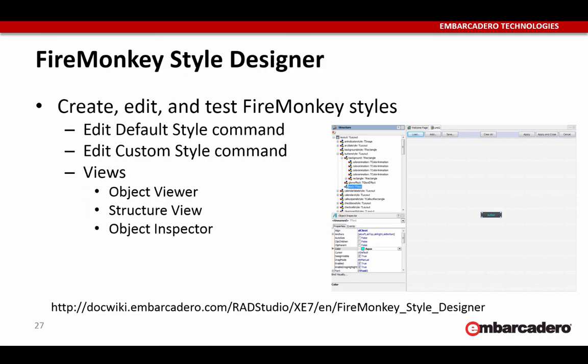You can also use the style designer in the IDE to create, edit, and test FireMonkey styles. You can edit a default style or a custom style. And in the Style Designer in the IDE, you've got an object viewer for the different properties of each style type that you're pointing to. In this case, the text style for a label or the text of a button. You have the structure view, which shows you the layouts and the containers for all the different controls and parts of controls that are available in FireMonkey. And you also get a view of what that style settings look like at design time.